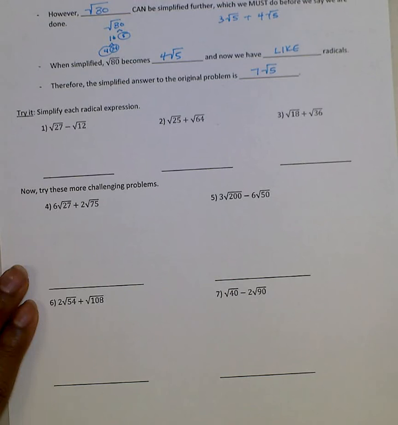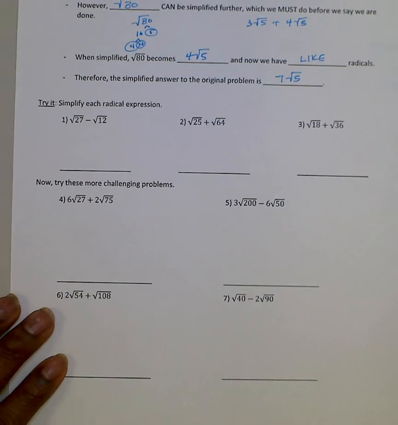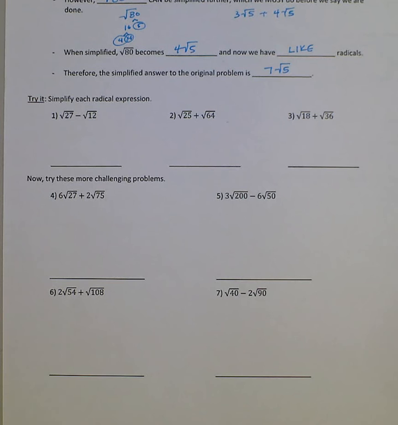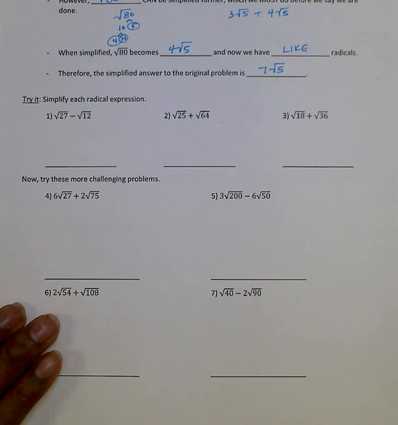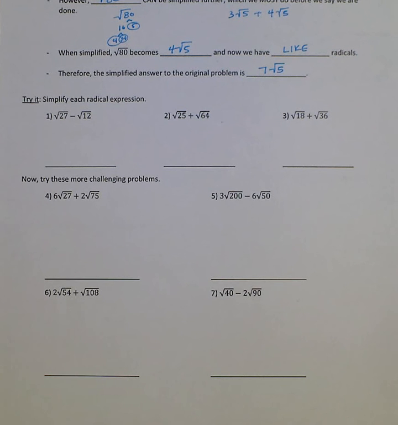Okay, when adding, we don't change our radical. Okay, so the difference between variables and radicals is that x will never become y, but when simplified, two unlike radicals can become the same radical. Alright, so let's try these out.